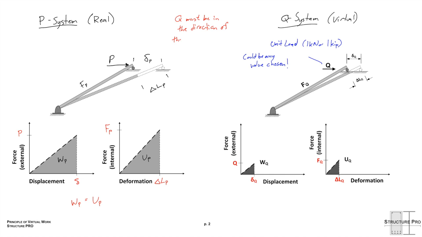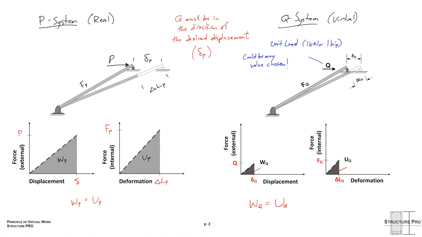Typically we choose 1 kilonewton or 1 kip. But the key thing about Q is it must be in the direction of the desired displacement, delta P, as we said. But it can be any value you want. The equations will still work out.